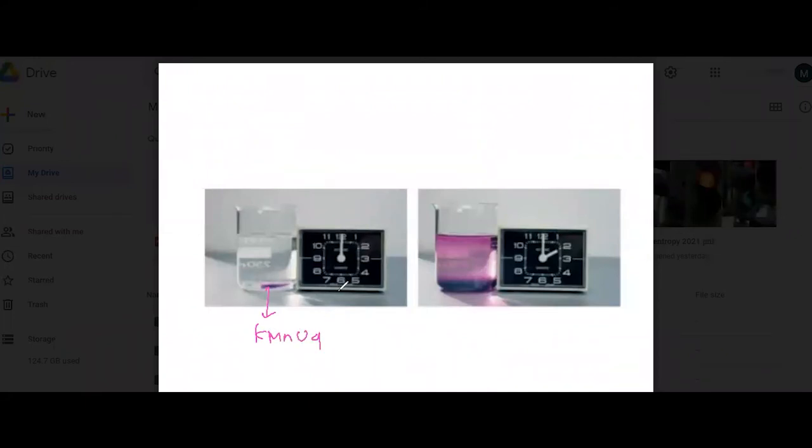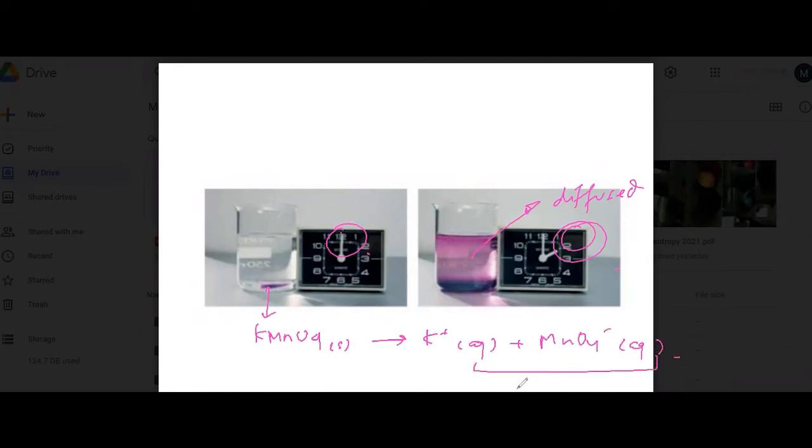When a piece of potassium manganate was placed at the bottom of the beaker at 12 o'clock, 2 hours later, it has diffused throughout the water. Through the reaction, KMnO4 solid becomes K+ (aq) and MnO4- (aq). These aqueous ions have higher entropy than the solid crystal. Entropy increases with time.